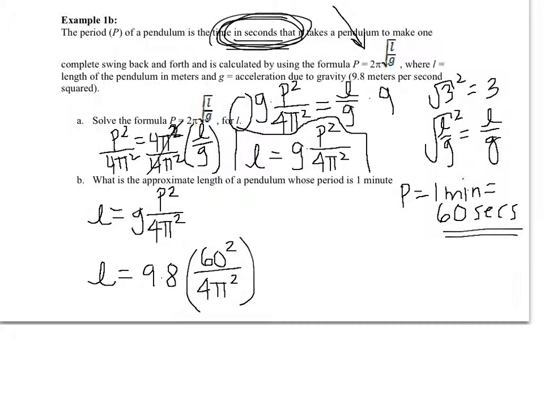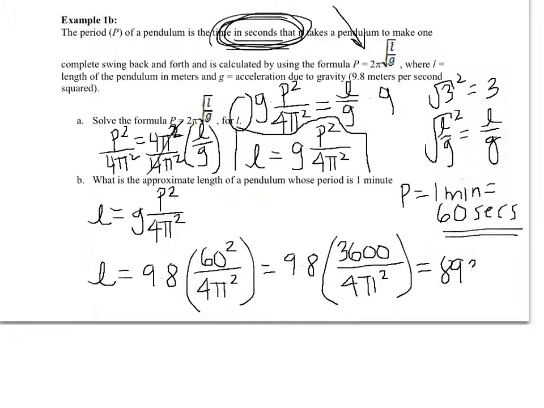Okay, let's clean that up a little more. 9.8, 60 squared is 3,600 divided by 4 pi squared. We can do the math. We can divide 3,600 by 4 pi squared, multiply it by 9.8, and we should get 893.65 meters. That is the approximate length of a pendulum whose period is 1 minute.